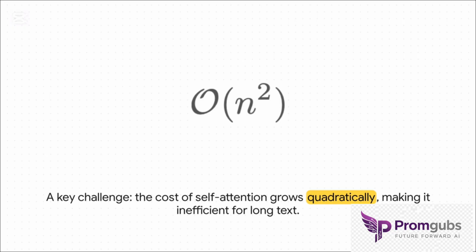The original version of self-attention had a major bottleneck. Its cost, in terms of computer power, grows quadratically. So put simply, if you double the length of the text you're processing, the amount of work the computer has to do doesn't just double, it quadruples. This relationship makes processing really long documents incredibly slow and expensive, and it's why there's a whole field of research today dedicated to finding more efficient transformers.